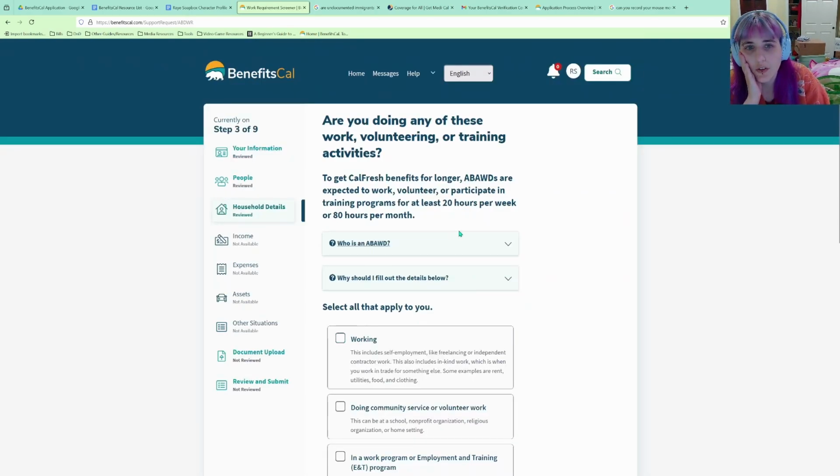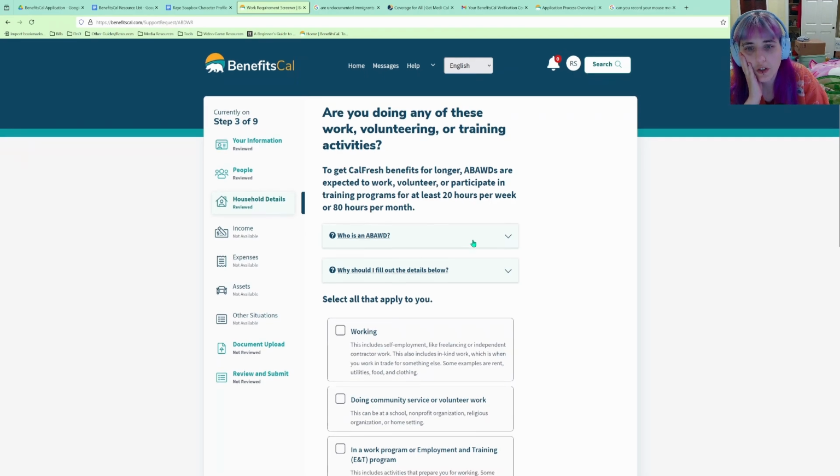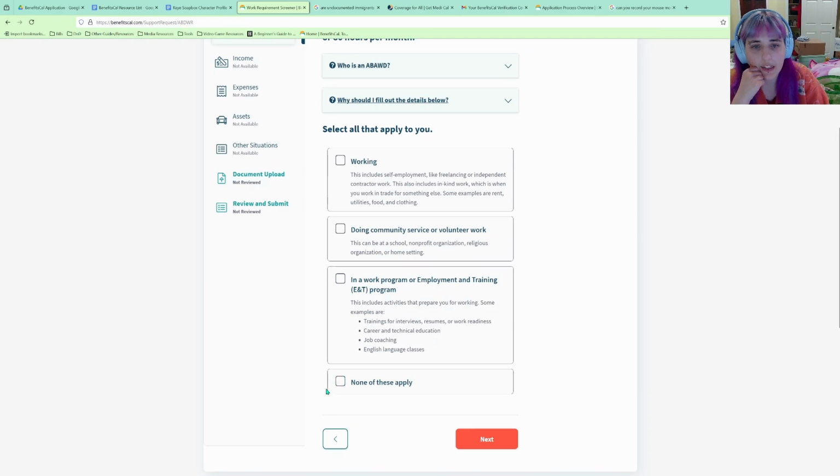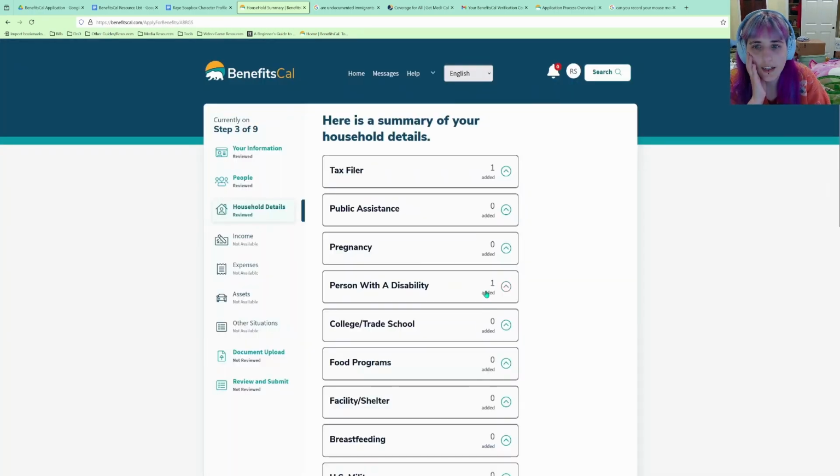Are you doing any of these work, volunteering, or training activities as they discussed for able-bodied adults? I'm going to say none of these apply because earlier I said I would qualify for an exemption. I have a physical or mental condition that makes it difficult for me to work. We are moving on to the next section.